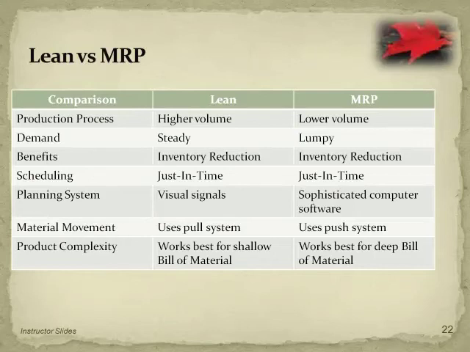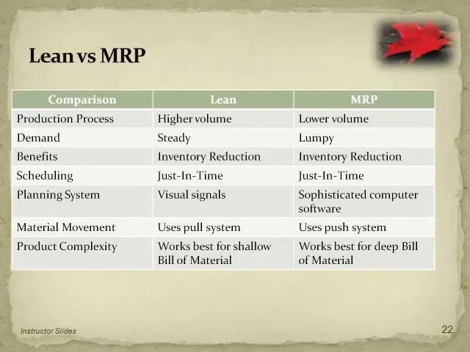So from a production process perspective, lean works best where we have higher volume, where MRP works best where we have lower volumes. From a demand perspective, lean works best where we have a steady, level-loading type of demand, where we produce about the same amount every day, as we said earlier. MRP works best if your demand is lumpy. That is, it varies all over the place.